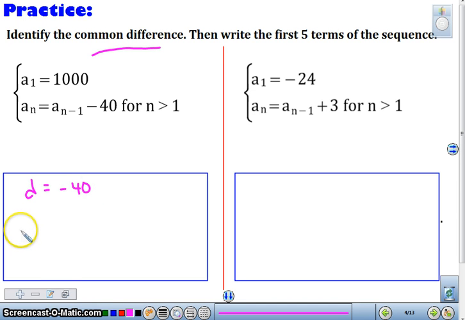We now want to list our terms. Well, our first one is given to us. It's 1,000. We are then subtracting 40 off. So I'm going to have 960. I'm going to have 920. I'm going to have 880. And I'm going to have 840. And I put the dots because if that sequence would continue, these are my first 5 terms.